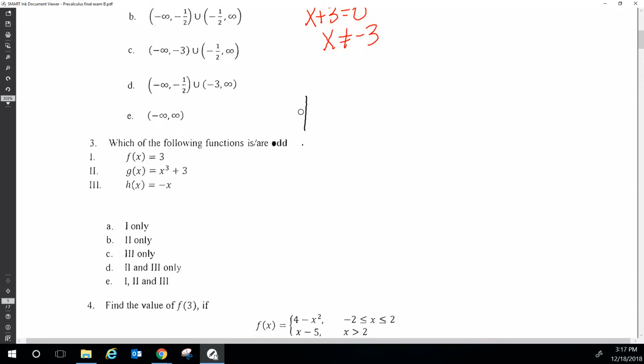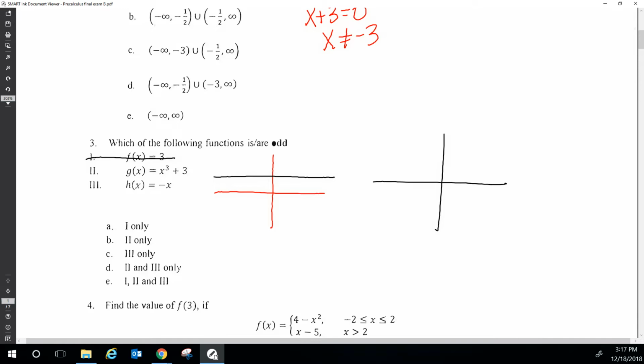It's when your denominator is 0 that we're worried about. All right, number 3. Which of the following functions are odd? So remember, in order for it to be an odd function, it's symmetrical about the origin. So for 1, I've got the graph y is equal to 3. This guy is symmetrical about the y-axis, but not about the origin. So 1 is not odd.